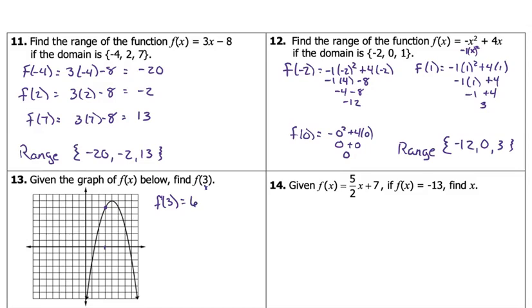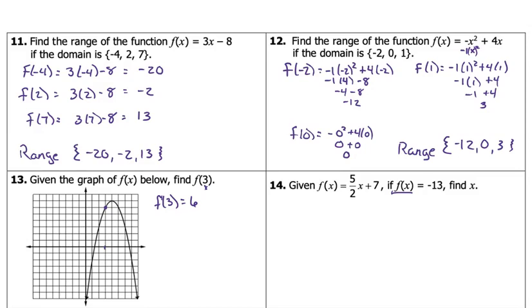Number 14. F of x equals 5/2 x plus 7. If f of x equals negative 13, find x. F of x is negative 13 this time. That is not the x value. I want to find the x value. So remember, f of x is like saying fancy y. So it's saying y is negative 13.